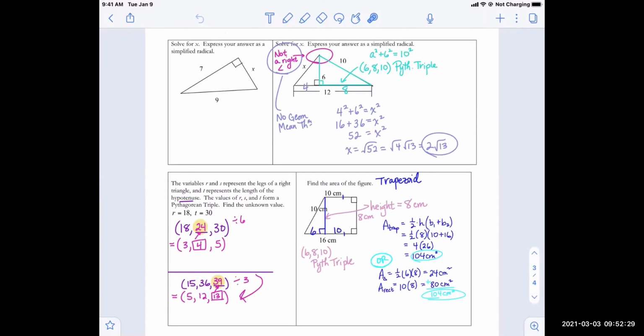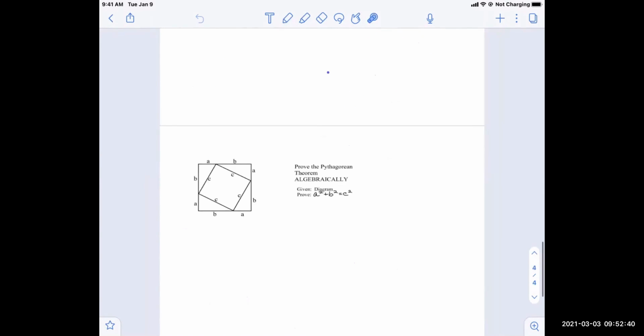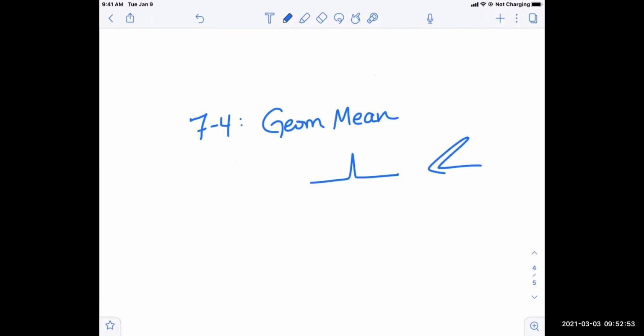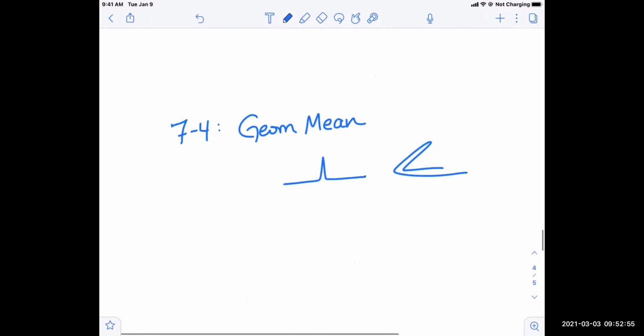Is there anything that you would like, general questions you want me to go over, review? So let me remind you of what's on this test. You're going to have 7.4, which is the geometric mean stuff. So that's these equations, but it's also the square root of the numbers.